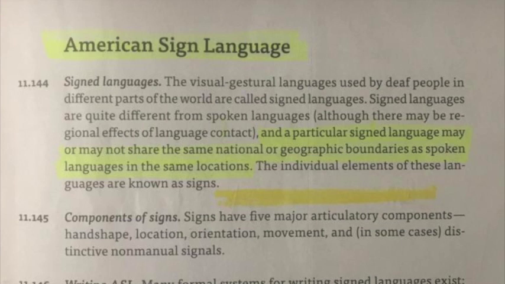Sign languages, the visual gestural languages used by deaf people in different parts of the world, are called sign languages. Signed languages are quite different from spoken languages, although there may be regional effects of language contact. Any particular signed language may or may not share the same national or geographical boundaries as spoken languages in the same locations. The individual elements of these languages are known as signs.